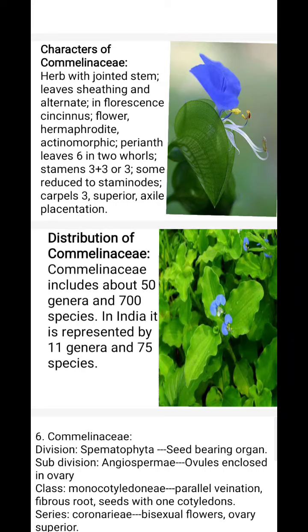Then the inflorescences are cincinnous, that means at the terminal bud there is a single flower present and the other flowers are arranged on the lateral branches. Then flowers are hermaphrodite, that is both male and female sex organs are present in the flower. Then actinomorphic, that means radial symmetry, and the perianth leaves 6 in 2 whorls. So this is a family of the monocots.